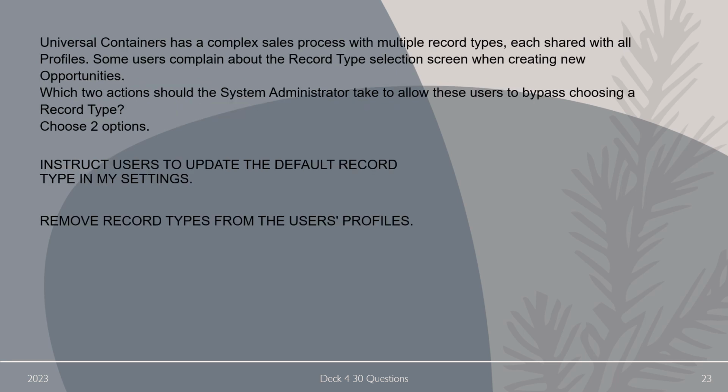Universal Containers has a complex sales process with multiple record types, each shared with all profiles. Some users complain about the record type selection screen when creating new opportunities. Which two actions should the system admin take to allow these users to bypass choosing record types? They need to instruct users to update the default record type in My Settings and remove record types from users' profiles.